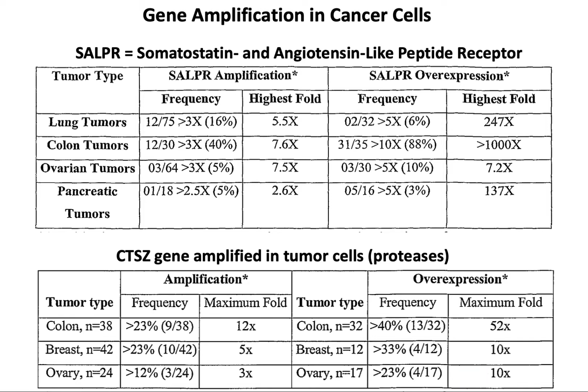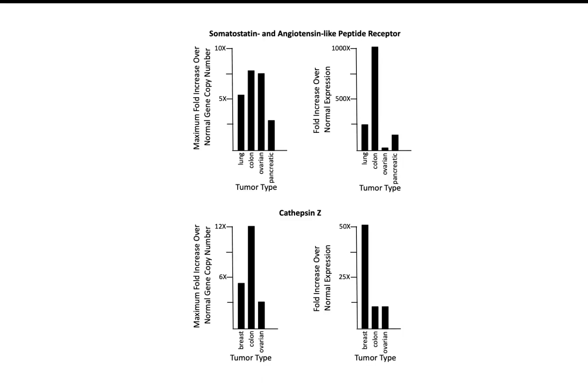And all of these are known to be a part of tumorigenesis in those particular cells and cell types. This is the same data, same information, just put in a graphical form. So you can see for the somatostatin angiotensin-like peptide receptors, you can have between about a 2.5-fold to a 7.5-fold increase in the gene copies in those cells, but up to a 1,000-fold increase in the amount of protein that's being expressed from those genes.